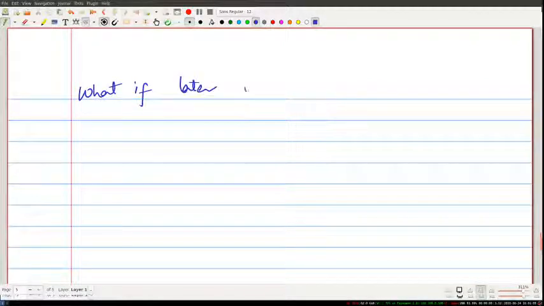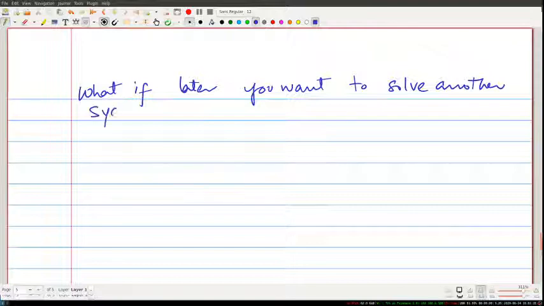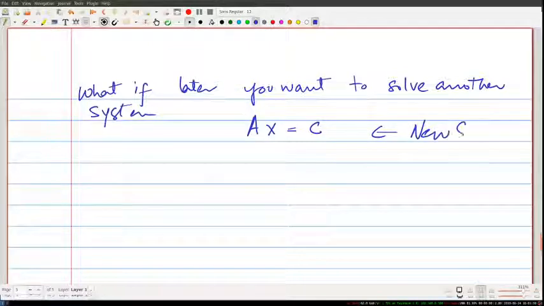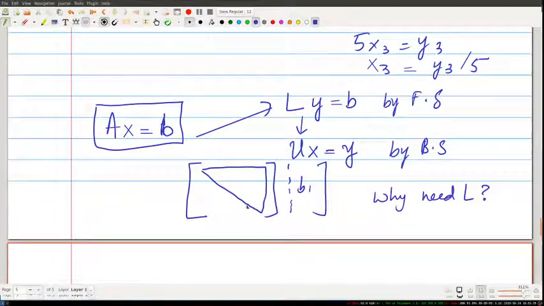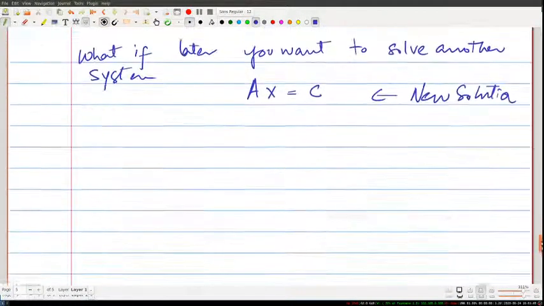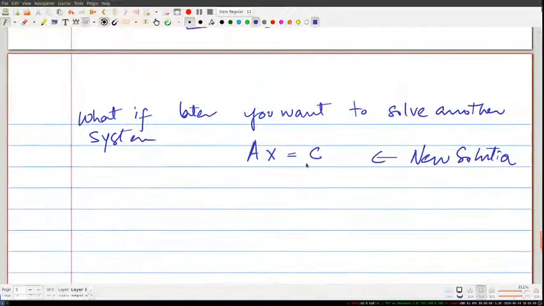what if later you want to solve another system Ax equals c. So let's suppose you solved Ax equals b, but you didn't store anything, like you just stored the solution. This will have a completely new solution. And for this one, if you solve your system using augmented matrices and by elimination, you're not going to have access to what the c vector will convert to, right?